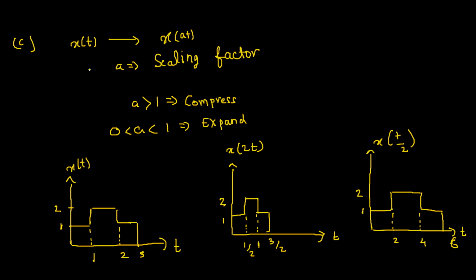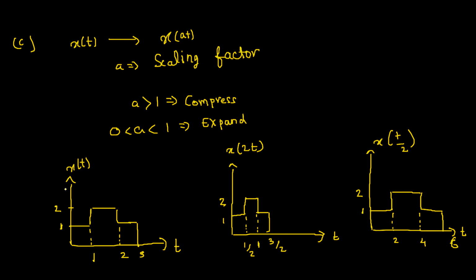The last thing that we'll talk about is time scaling. So what happens here is the graph is either compressed or expanded based on our scaling factor. So we have x of t, and that is transformed into x of at. So if a is greater than 1, my function is compressed. And if a is between 0 and 1, then it's expanded.